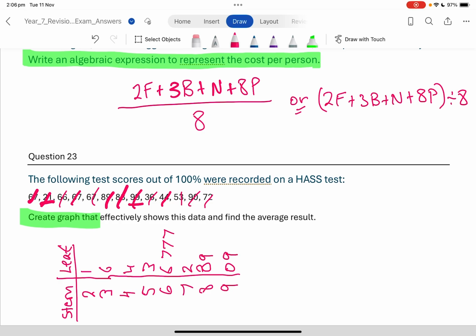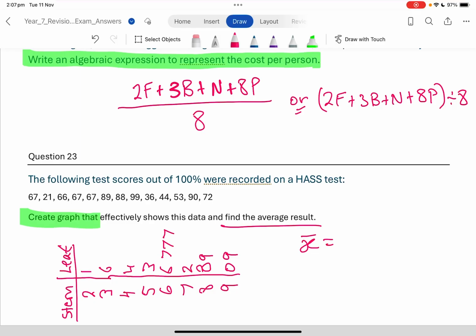Perfect. And then we're asked to find the average result too. When I ask for the average like that, I'm assuming that they want the mean. So same as before, we're going to have to add all these numbers together. Let me rub that out so that we can see what we're doing. Since teaching that class, I have put my calculator away, so I'm going to get that back out. 67 plus 21 plus 66 plus 67 plus 67 plus 89 plus 88 plus 99 plus 36 plus 44 plus 53 plus 90 plus 72.